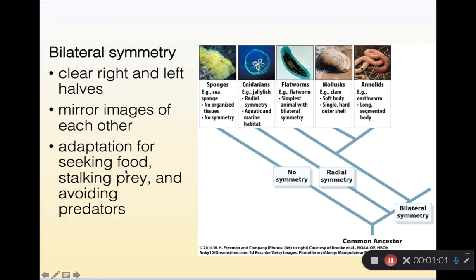So we start to see adaptation for seeking food, stalking prey, and also avoiding predators. Now we get some of that with the Cnidarians, as you probably saw from the previous video I assigned. But this is where we're really starting to get much more complex behaviors and also a greater organization of body plan.